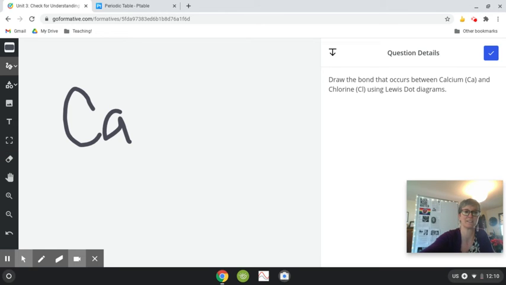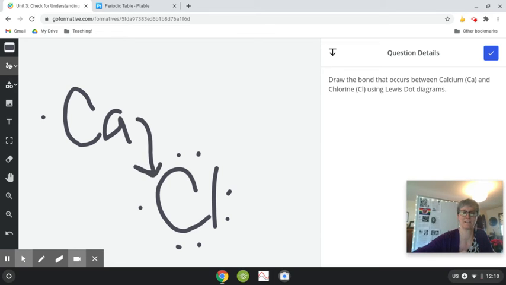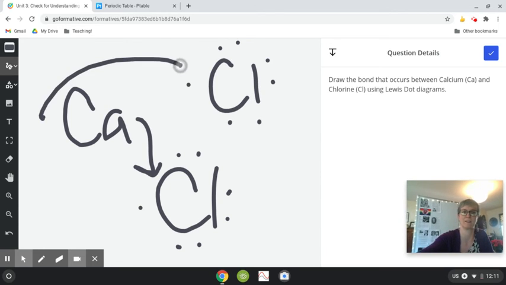All right, so we got calcium with its 2 electrons. I'm going to do 7 electrons. Calcium's giving 1, but calcium still needs to give away that other one, so that's why another calcium shows up. And here you go. That's where you would draw the bond between calcium and chlorine.